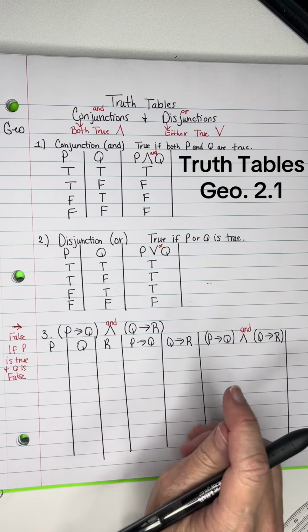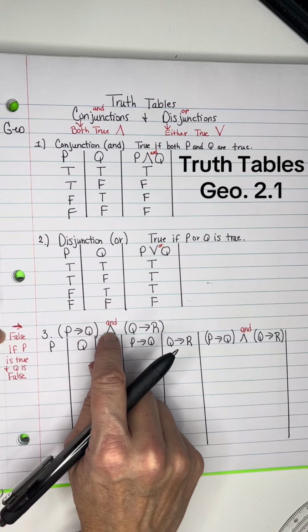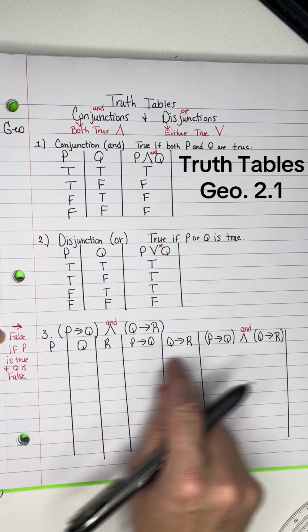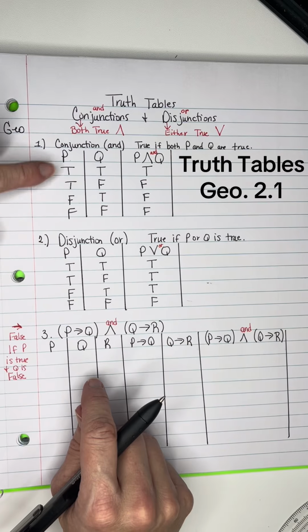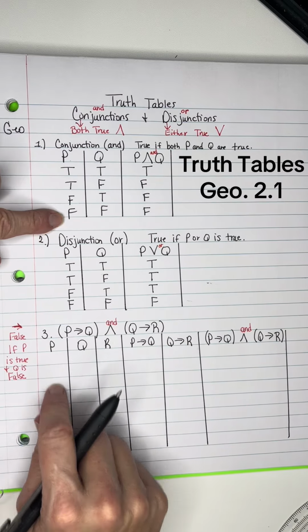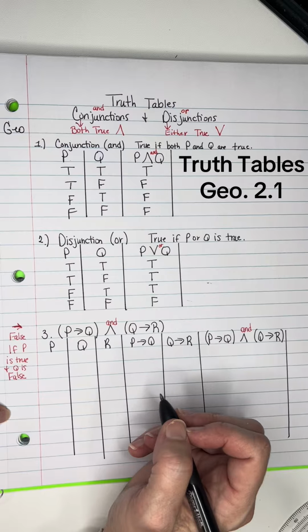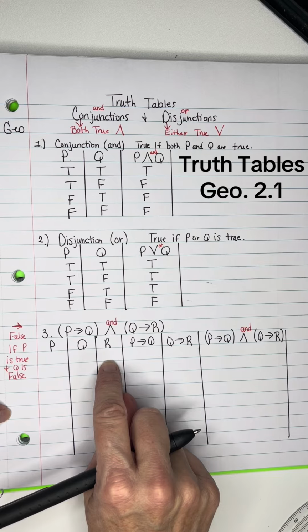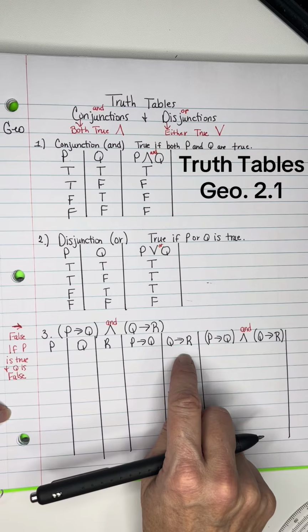Now, here's one where we've got P implies Q and the conjunction Q implies R. So we've got a whole lot of these things. I've got a new letter here, so instead of having just the 4, I'm going to have actually 8 since there's another letter involved. I'm going to do a P, a Q, and an R. I'll show you how to set those up. Then I'll do the P implies Q one, and I'll do the Q implies R one, and then I'll do the conjunction one.